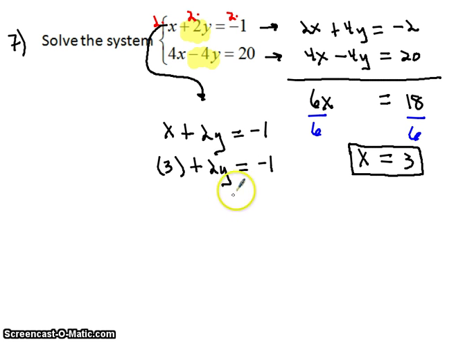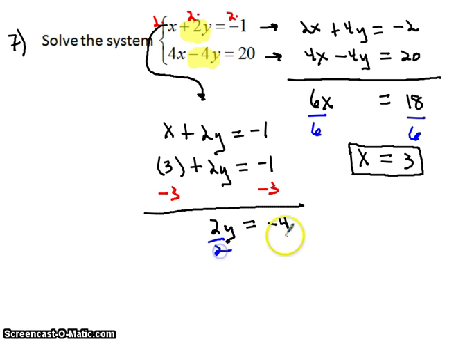I'm now going to solve a two-step equation by adding a -3 to both sides. 3 and -3 is 0, leaving +2y. -1 and -3 is -4. I can now divide by my y coefficient of 2 and get the value that y is equal to -2.